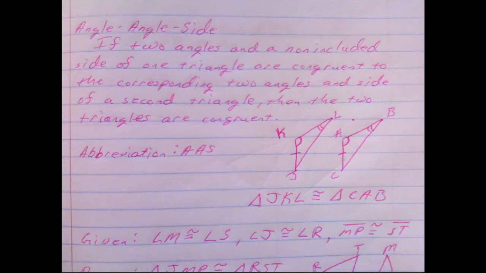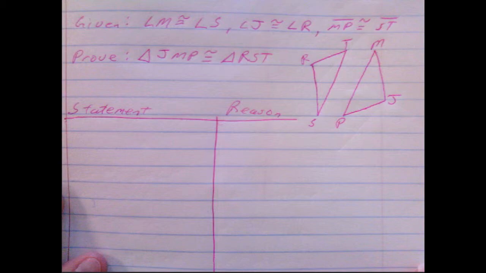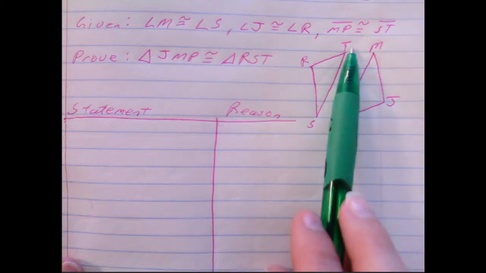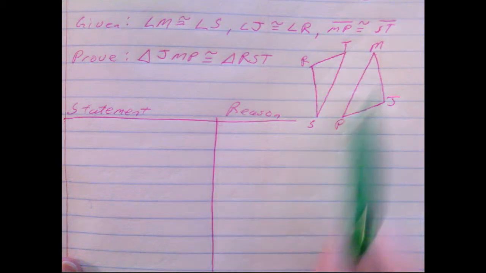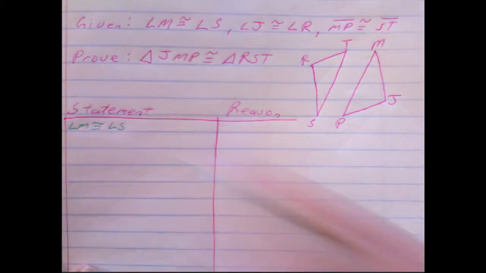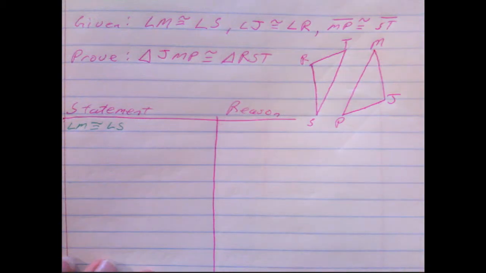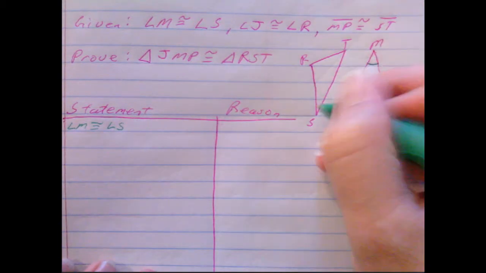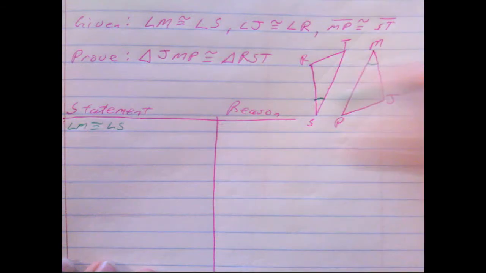Alright, so let's try a proof with this one. So here's our two triangles. We have RTS, we have PMJ. So our given information, we know that angle M is congruent to angle S, so I'm going to mark that on here. Angle M is congruent to angle S. Mark that on my triangle.